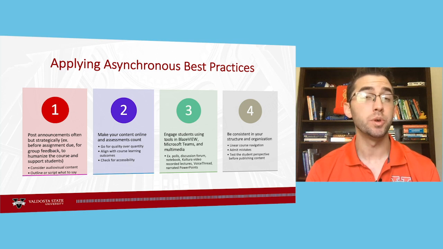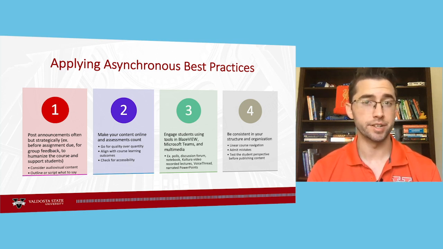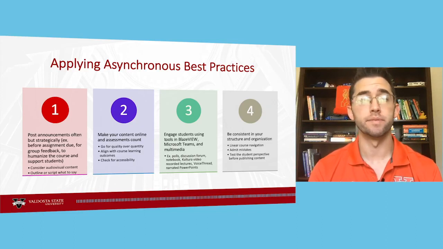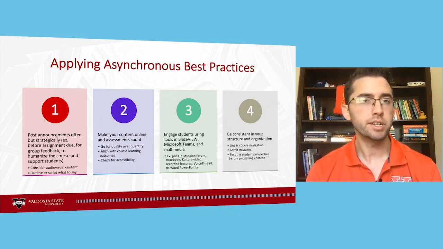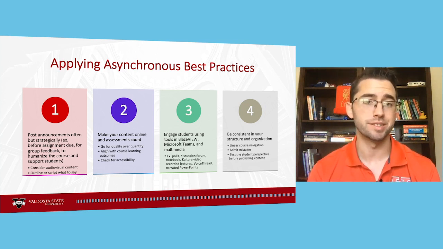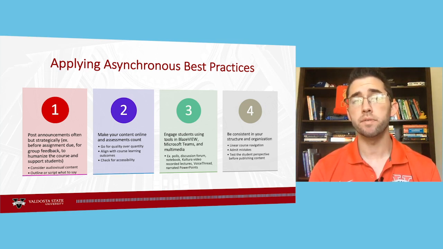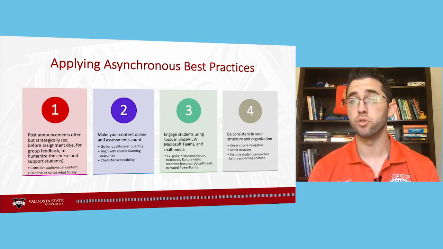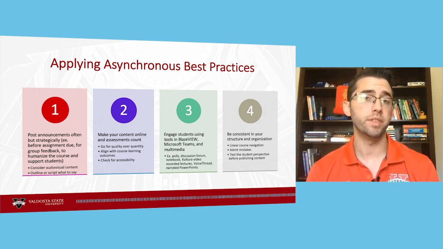Now let's speak about how to apply some of those asynchronous best practices that we just discussed. So first, make sure to post announcements often, but be strategic about it. Make sure to post announcements a few days before significant assignments are due. This can be done through scheduling some of the announcements. Next, you may want to promote feedback. If you're trying to get your students to respond to something, make sure to be clear about how you want them to communicate with you. Is it through the BlazeU email system? Is it a specific discussion board? Or do you prefer that they use their @valdosta.edu accounts?